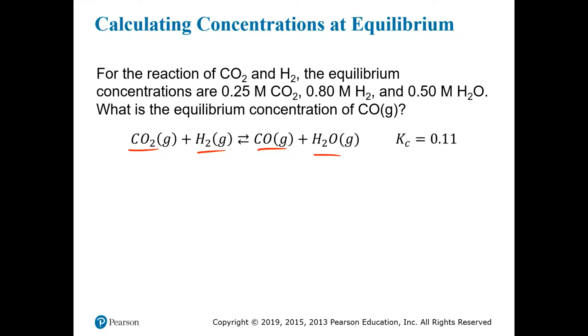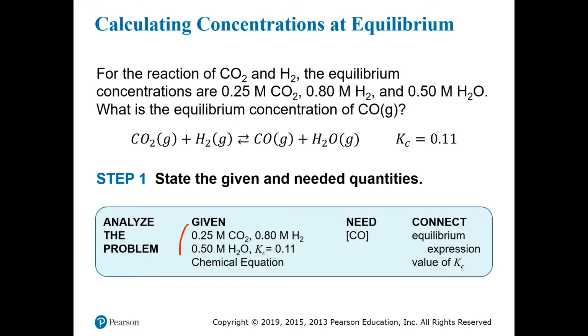If this reaction is run and left to reach equilibrium, and you come back later and you find that carbon dioxide is 0.25 molar concentration, hydrogen gas has a 0.80 molar concentration, and the water vapor has a 0.50 molar concentration, then you can calculate the molar concentration of CO, which is what this question is asking for. The way that you do this is by writing the correct equilibrium expression for the problem and then plugging in these concentrations along with the value for Kc.